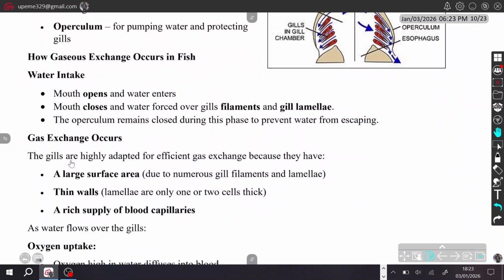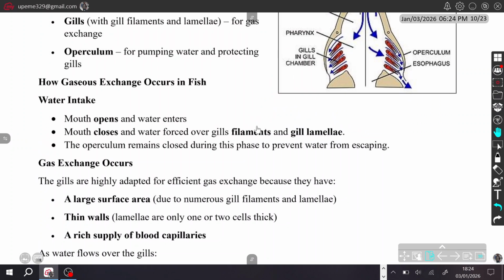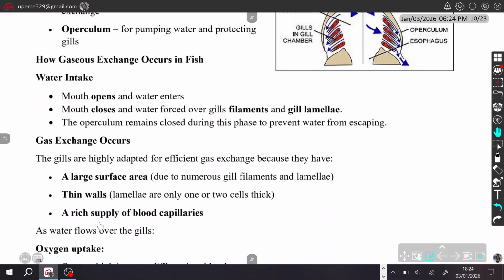Okay? Now let's talk about gaseous exchange. So we go now to gaseous exchange. After that, gas exchange should occur. What happens? The gills are highly adapted for efficient gas exchange because they have, one, a large surface area. So these gills here are adapted for gaseous exchange. One, because they have a large surface area. Then two, thin walls. Then three, a rich supply of blood capillaries.